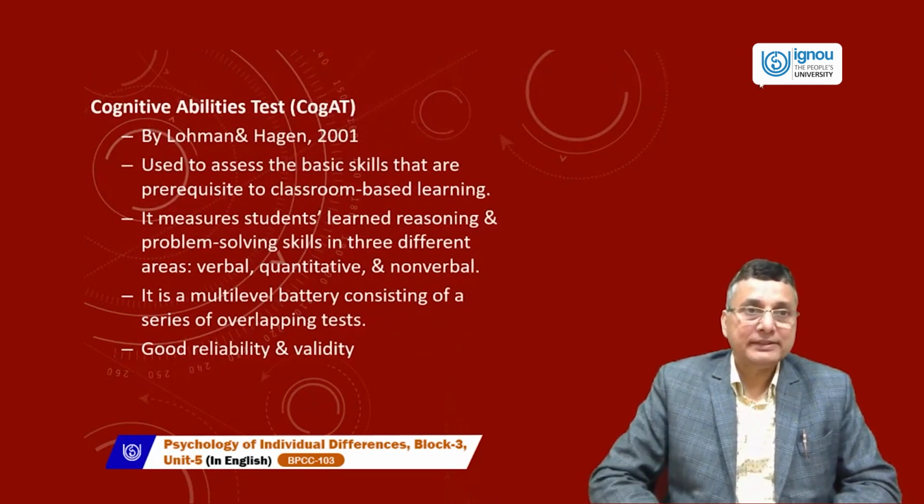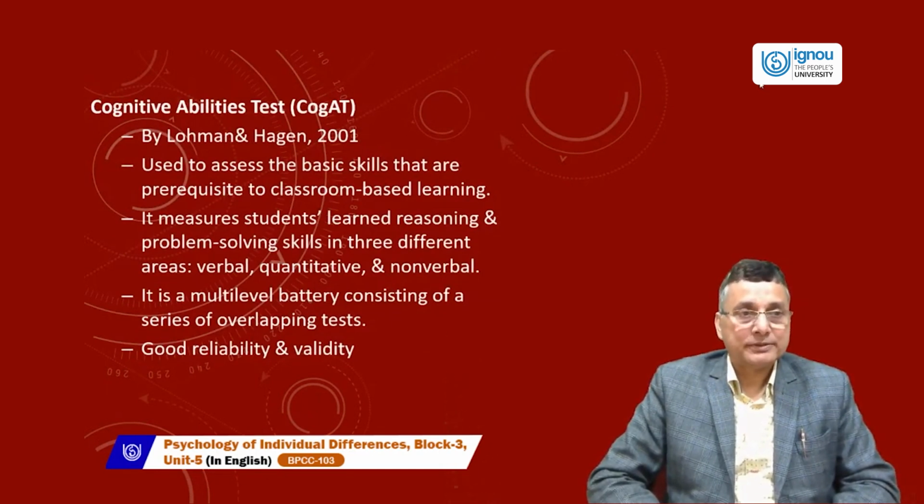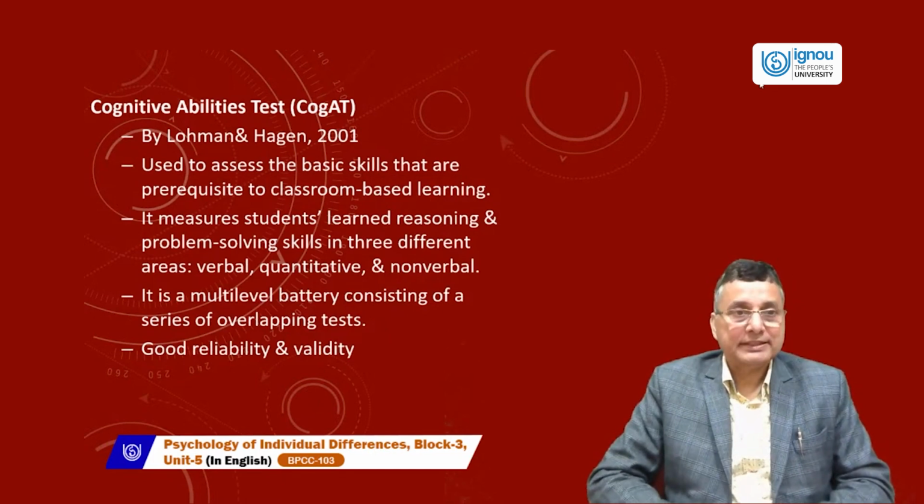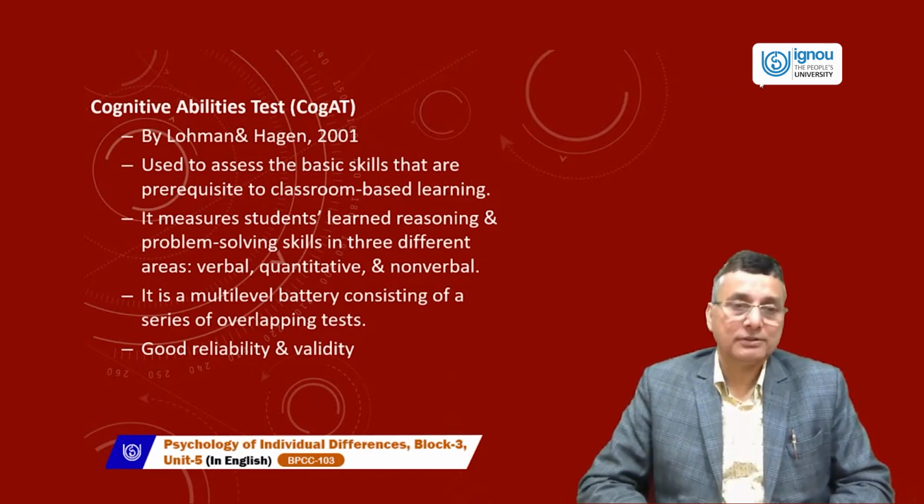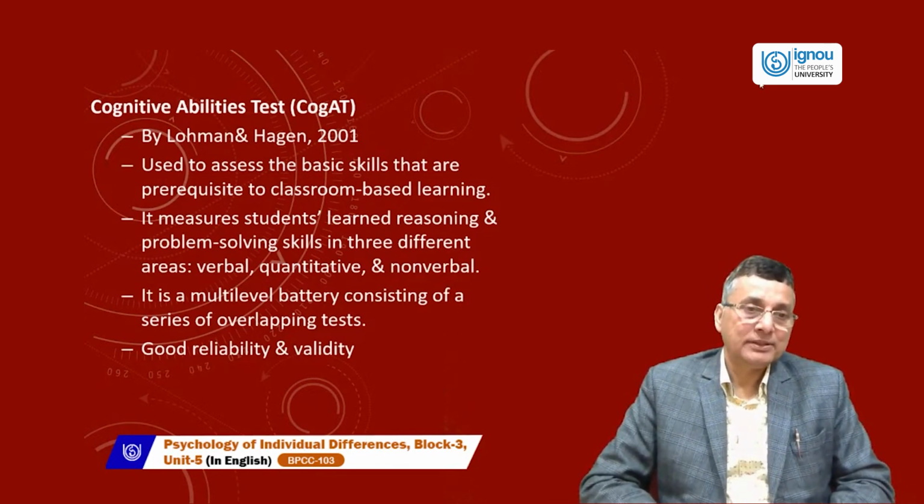Then the Cognitive Abilities Test, CogAT, given by Lohman and Hagen in 2001, used to assess the basic skills that are prerequisite to classroom-based learning. It measures students' learned reasoning and problem-solving skills in 3 different areas: verbal, quantitative, and non-verbal. It is a multi-level battery consisting of a series of overlapping tests, and this test has good reliability and validity. So it assesses a broad range of cognitive abilities of the person.